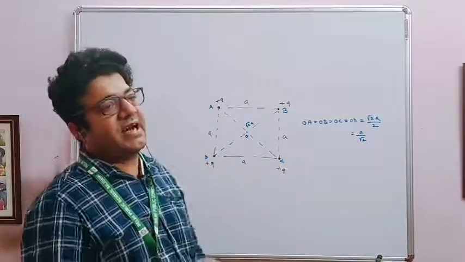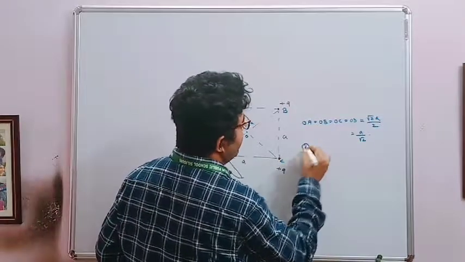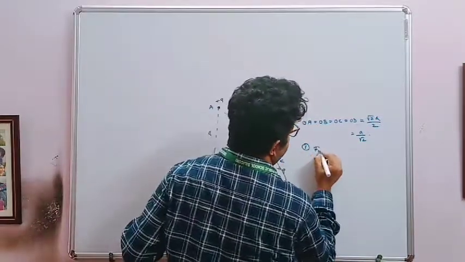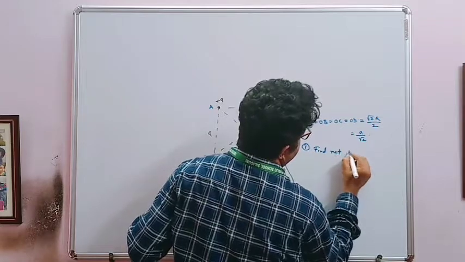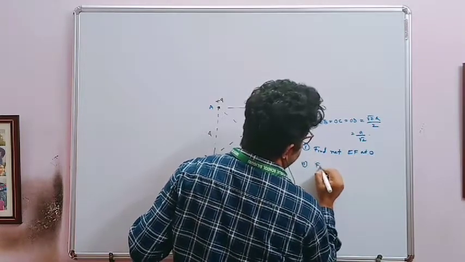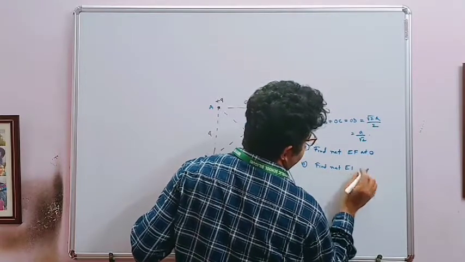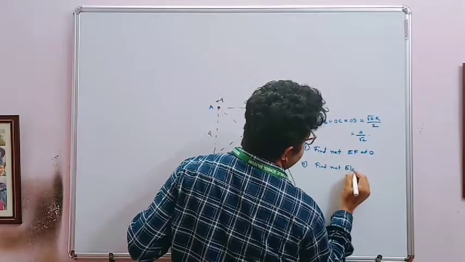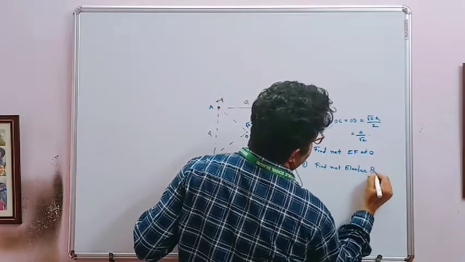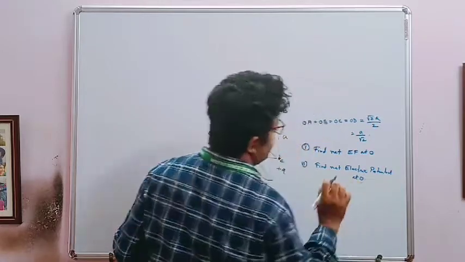Now, the examiner can ask you two types of questions. Question number 1, find the net electric field at O. Number 2, find the net electric potential at O.